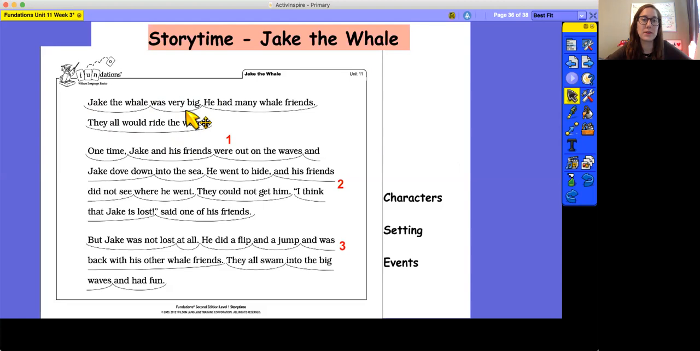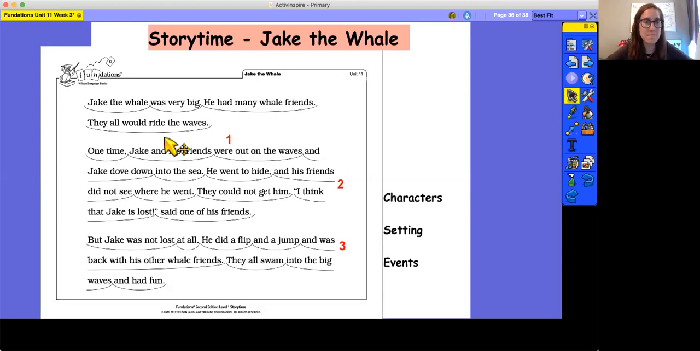Jake the Whale was very big. He had many whale friends. They all would ride the waves. So what do you see in your head? Do you see a big whale? Do you see it with other whales? Do you see them riding around in the waves? If that's what you see, then you're doing a great job visualizing.